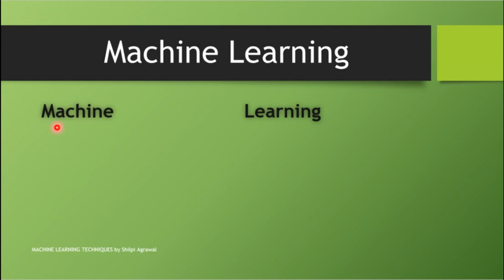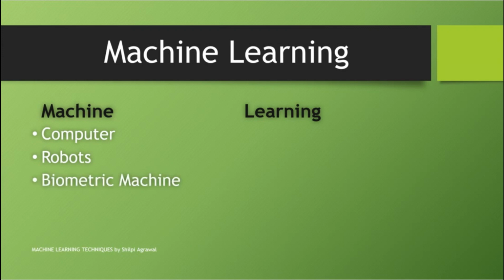Okay, let me help you about this. So, it can be a computer. It can be a robot, it can be a biometric machine, or it can be an automatic teller machine. So ATM. Now, what do these machines do with learning?